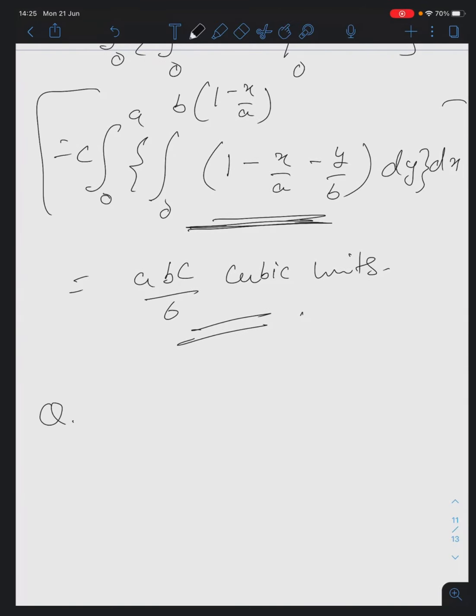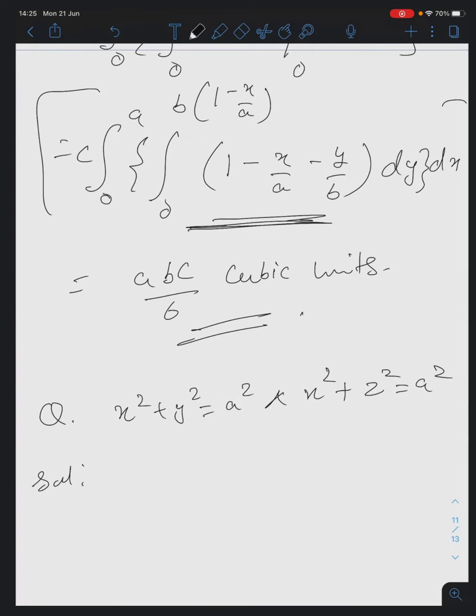Okay. Again, let us solve this one. Find the volume common to the cylinders x square plus y square is equal to a square, and x square plus z square is equal to a square. Same question again, but by using the triple integral.